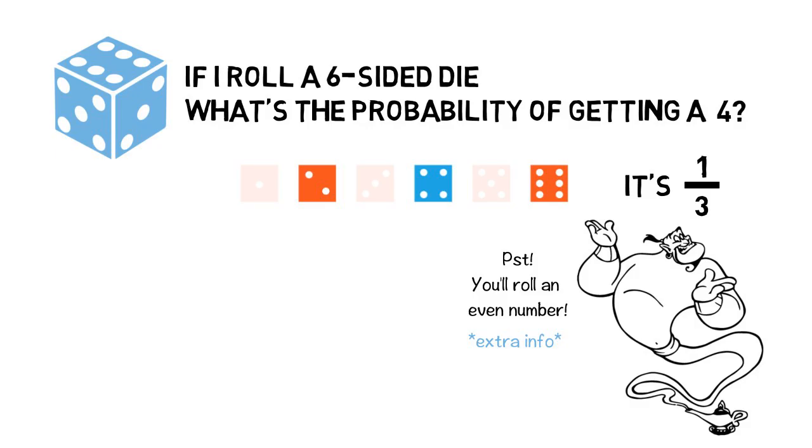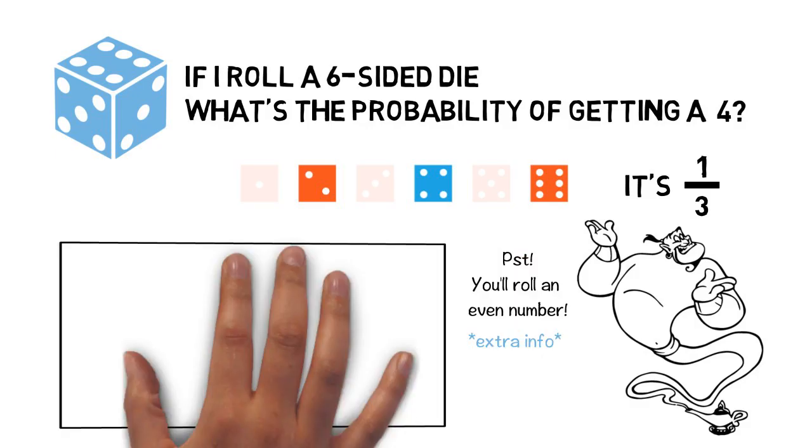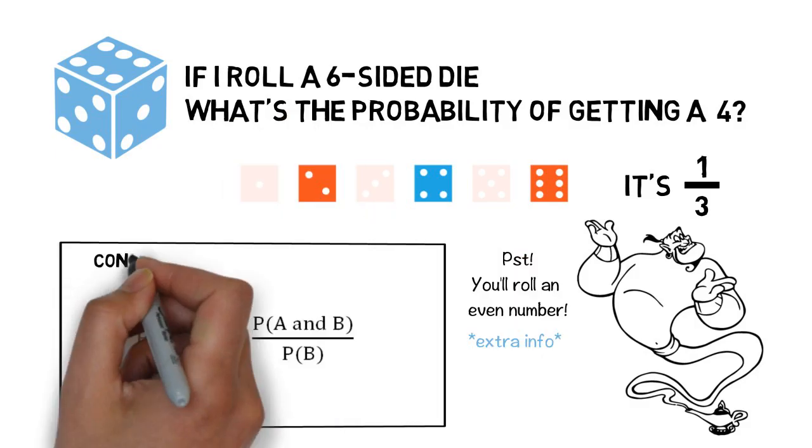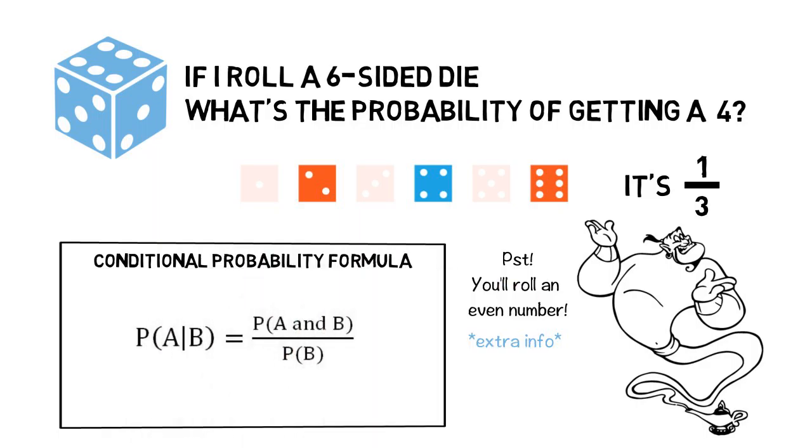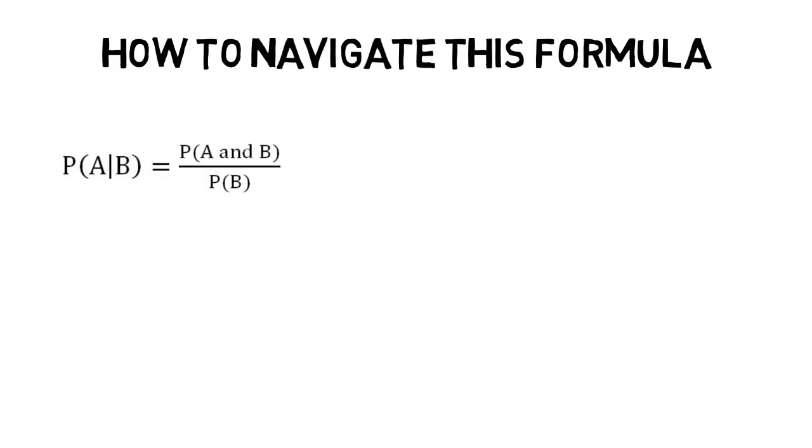And if we're trying to do these kinds of problems in general, we're going to be using this formula right here. It's called the conditional probability formula. And the first thing you guys need to know about it is that the thing before the vertical line represents the question that you're trying to solve. The vertical line represents the word given or assuming. And the thing after the vertical line represents the extra information that you have. This is read the probability of A given B, or the probability of A assuming B. Okay, now to figure out how to navigate this formula, let's just do an example.